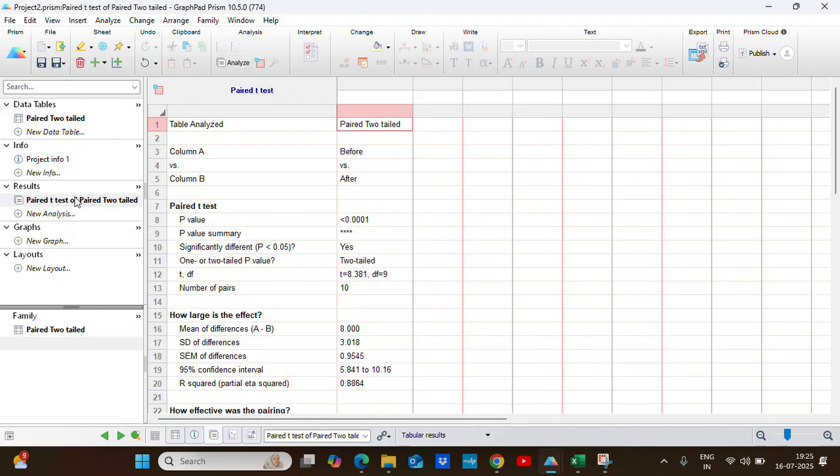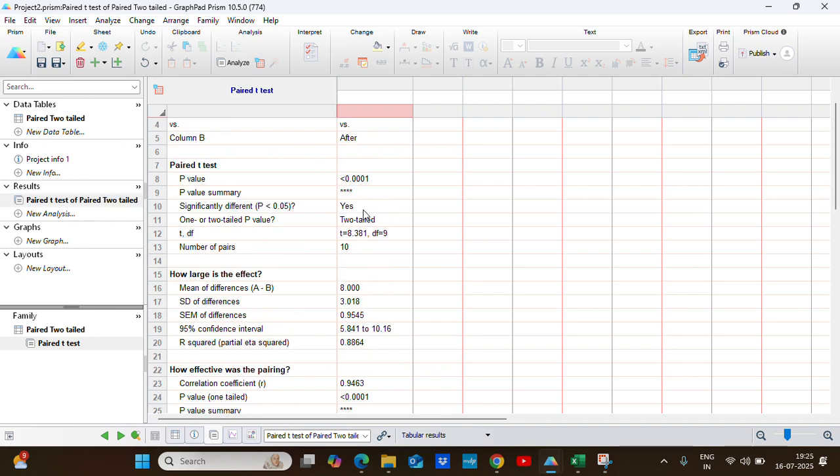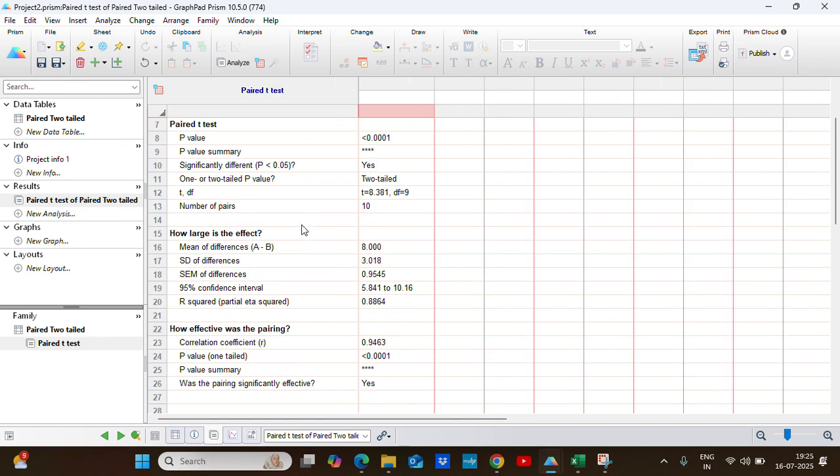Okay, so now this is in the results section. We got the results of our paired t-test analysis. Here we can see the p-value is less than 0.000001, and it is showing a significant difference. Yes, so both sets of data, before and after, have a significant difference with the paired two-tailed analysis.